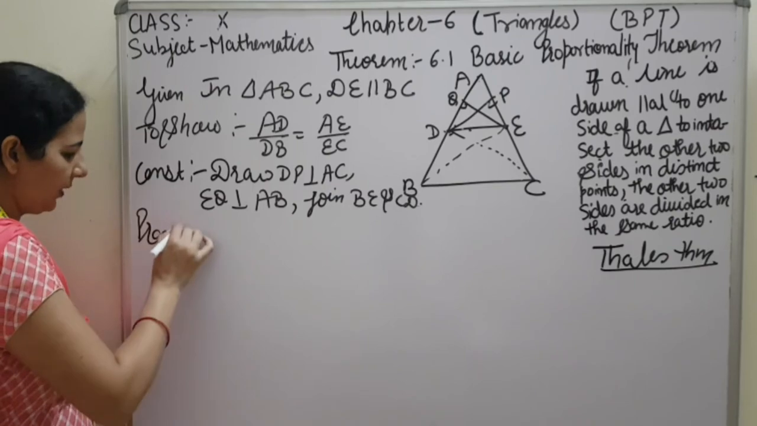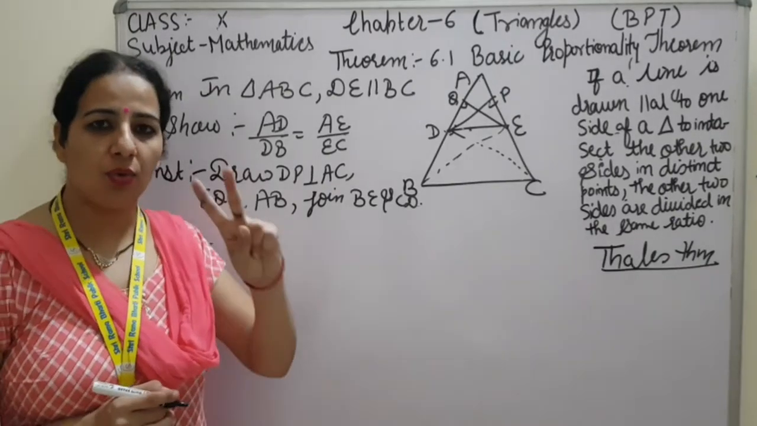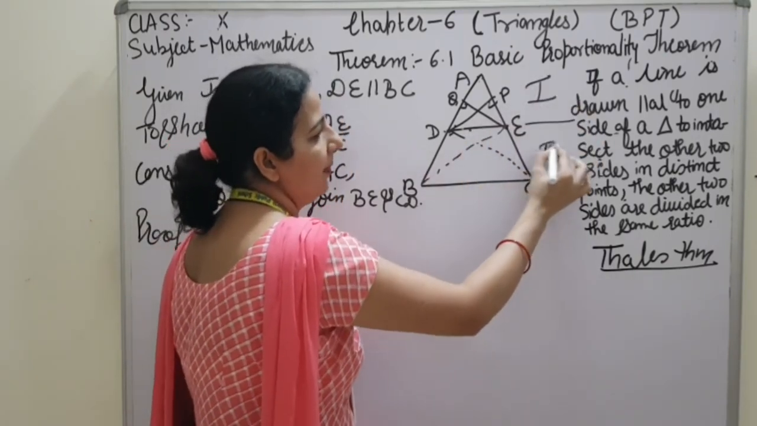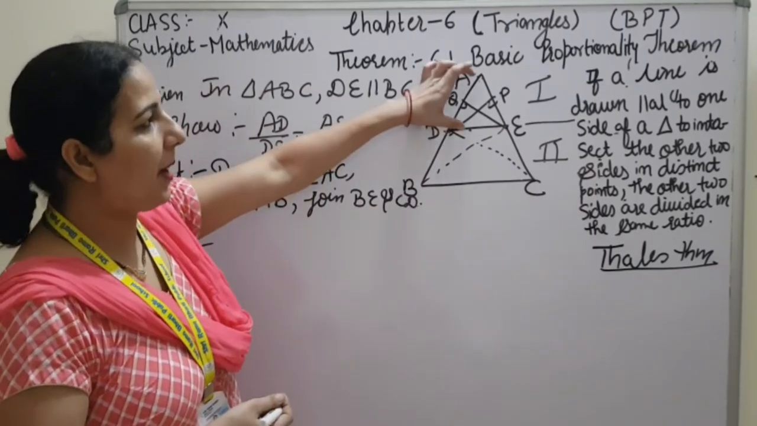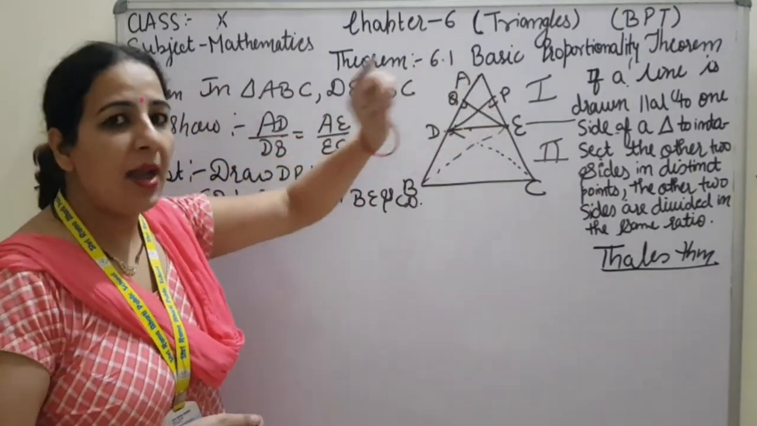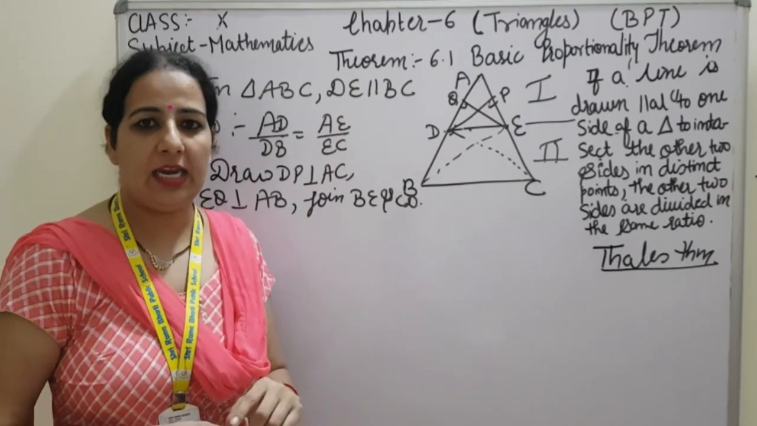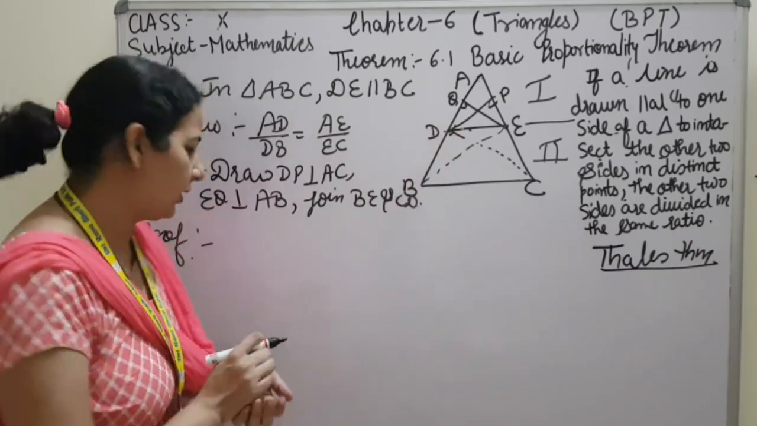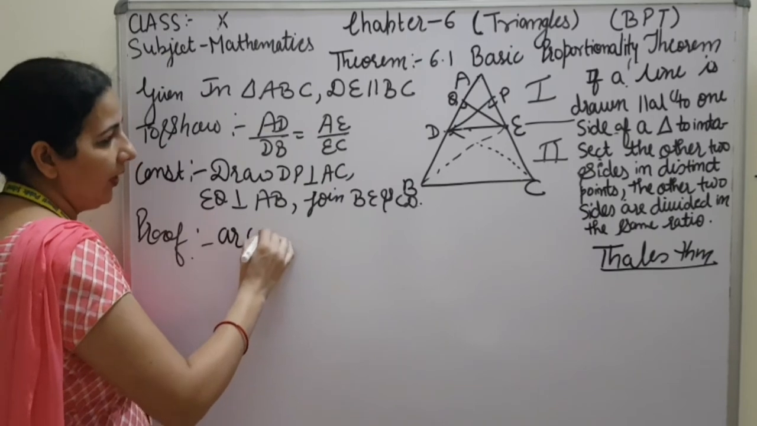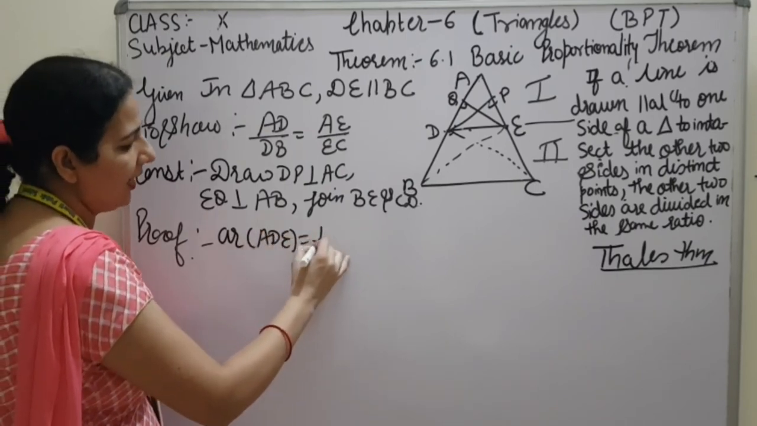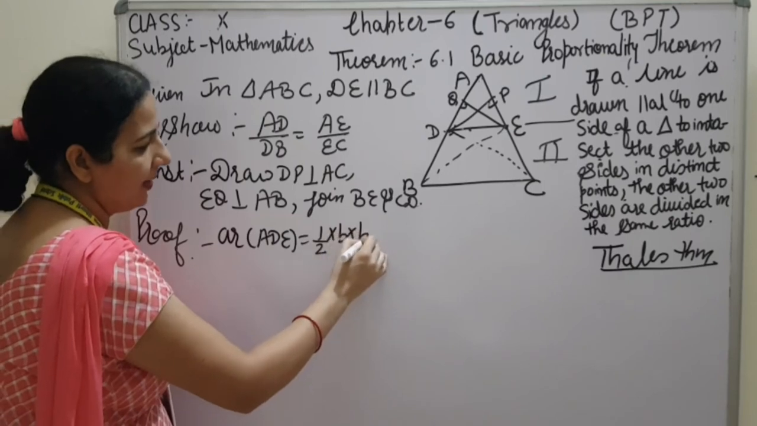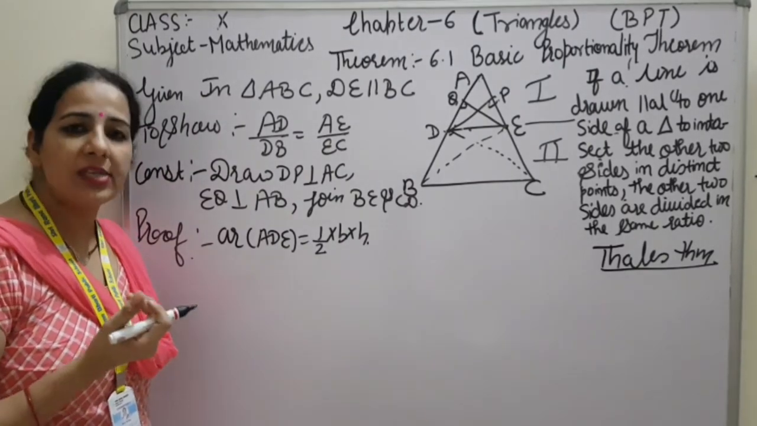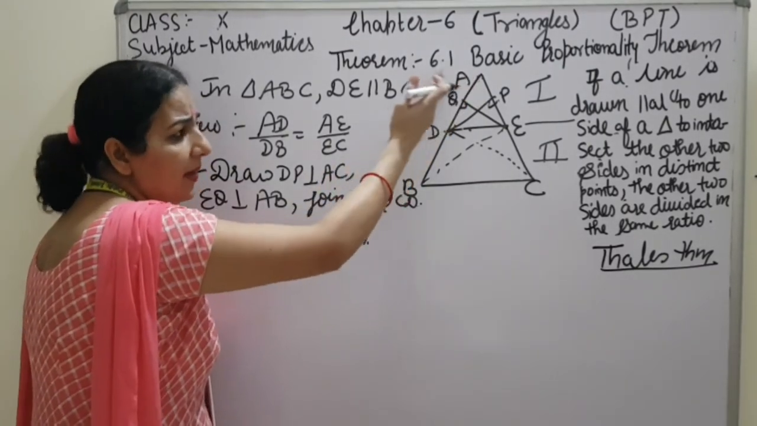Let's start the proof. I am going to divide the proof into two parts. Just divide this figure into two parts. First part is this one and second part is this one. Clear? So first part is triangle ADE. I am going to calculate the area of triangle ADE two times. If a perpendicular is there, we can calculate the area of that triangle in two ways. So area of ADE, we all know, is half into base into height. But here two heights are given, DP and EQ. Which height will we take? You can choose any one pair. First I am going to choose the pair on this side.